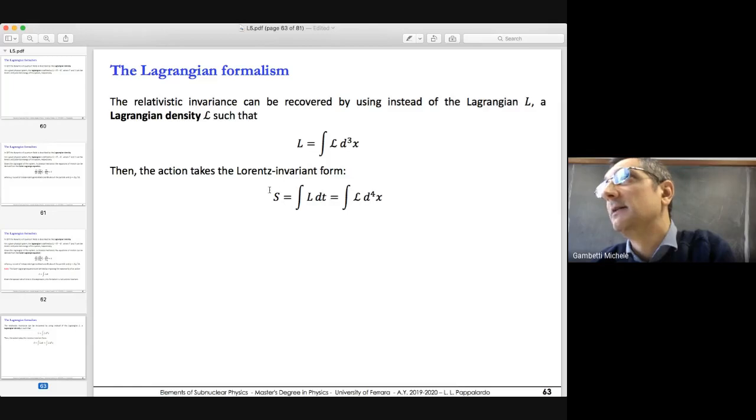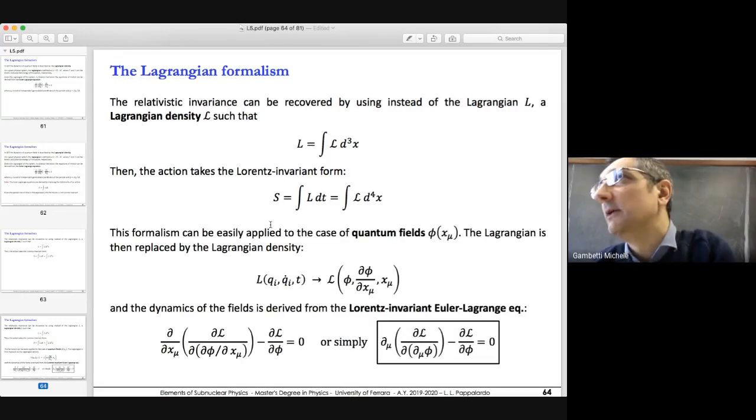So this is now a Lorentz invariant action, and so you can derive a Lorentz invariant theory for this. In particular, what we do is replace the classical Lagrangian, L of q and q dot, t, with a Lagrangian expressed in terms of quantum fields. So instead of the generalized coordinate, you have your field. Instead of the time derivative of the coordinate, you now have the derivative of your field with respect to the space-time coordinate. And instead of just time, you now have all 4 space-time coordinates.